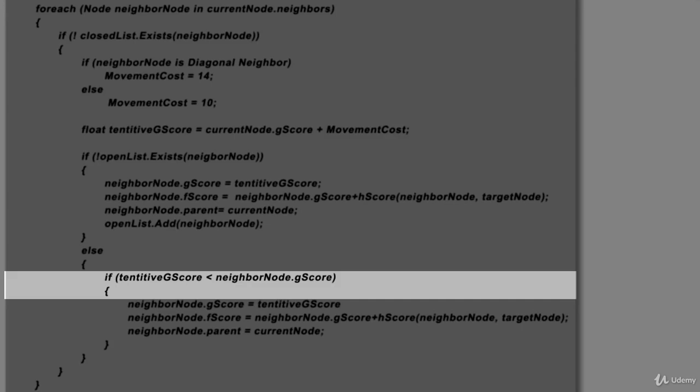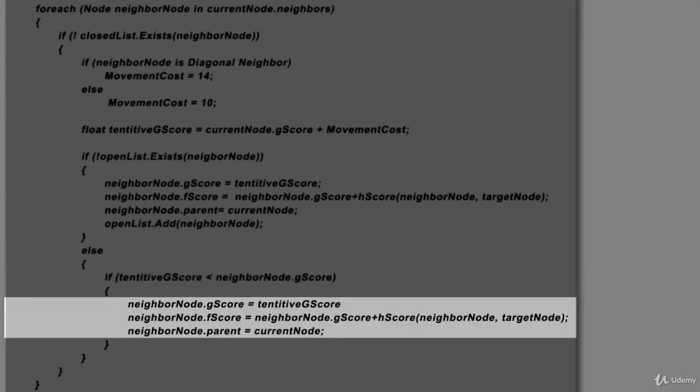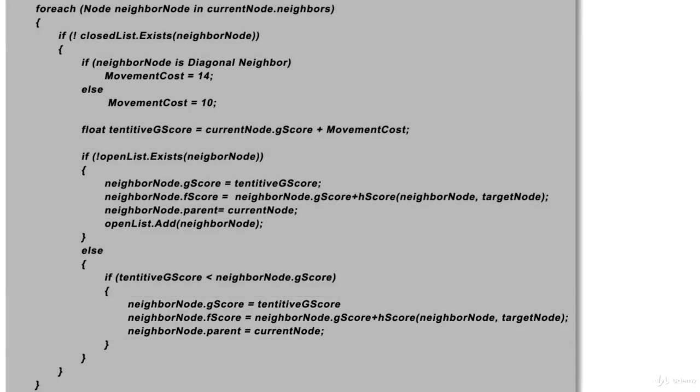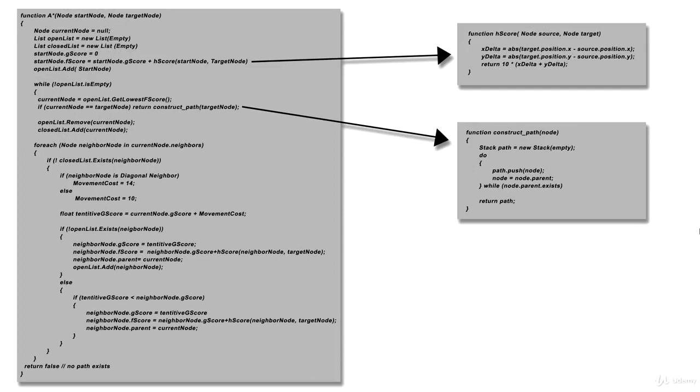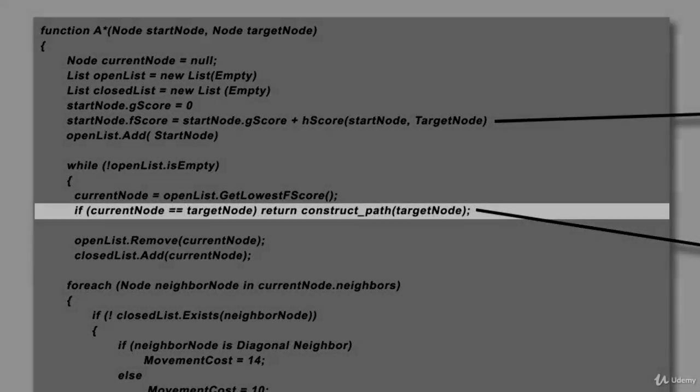If the tentative G-score we've just generated for this neighbor is lower than the G-score already stored there, then we store the new G-score. We also recalculate the F-score using this new G-score. Once again, the F-score is simply that G-score plus a call to the H-score function, which returns the Manhattan distance from the neighboring node to the target node. We also reassign the parent to reference the current node, the node we've just added to the closed list. At that point, we're done, and we're ready to move on to the next iteration of the while loop, where one of those neighbors will be fetched from the open list, whichever one had the lowest F-score. The whole thing continues until eventually the current node equals the target node, and we can return the constructed path.